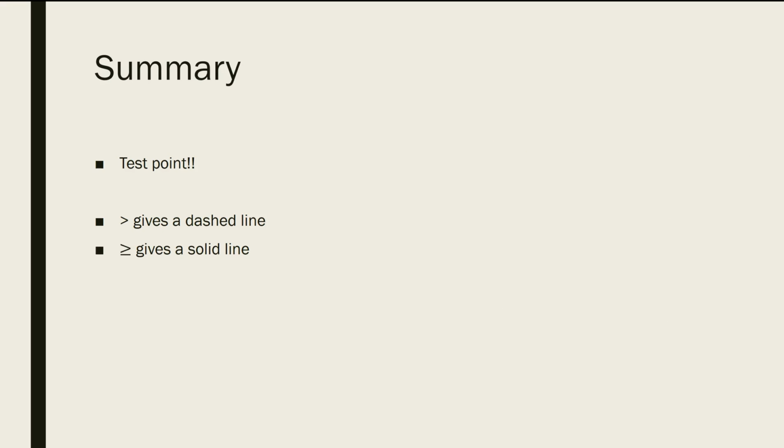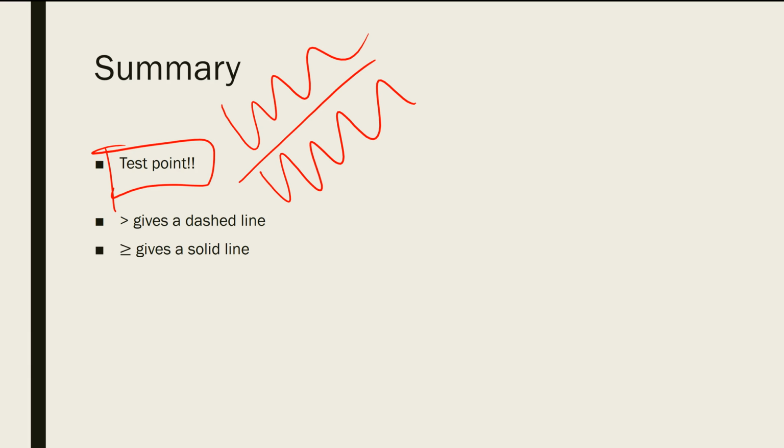Hey, that's it. That was the quickest video we've had in a while. Here's a summary. Don't forget to plug in a test point. That tells you which side of the line to shade. All you need is a test point and you can figure it out. And don't forget that greater than without the equal to sign gives a dashed line, whereas greater than or equal to with the equal to sign gives a solid line because points on the line here work, points on the line here do not work. And that's it.